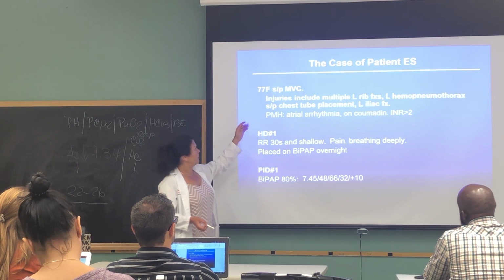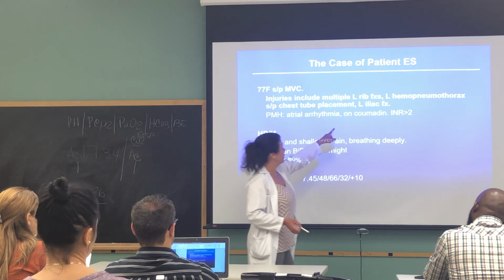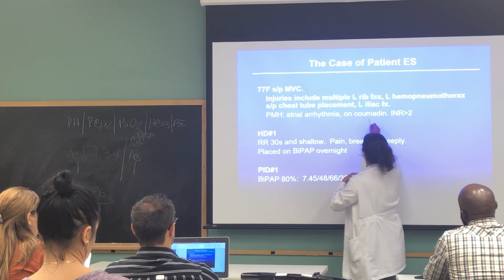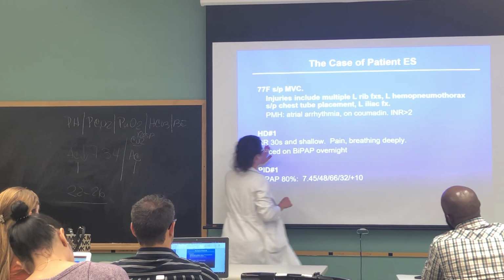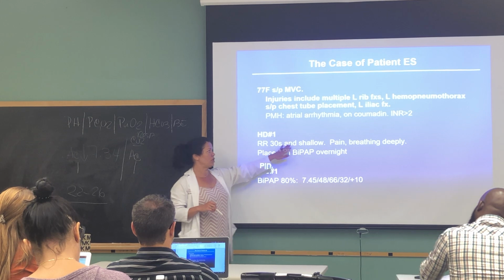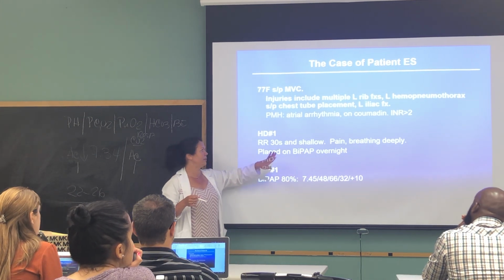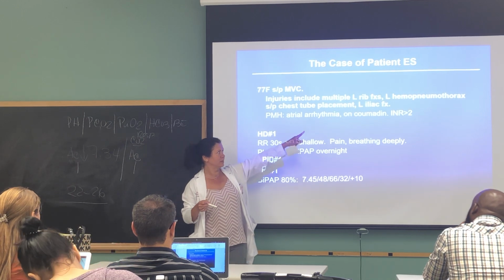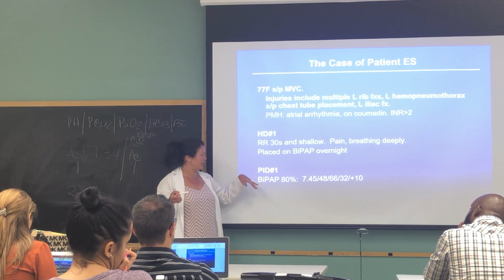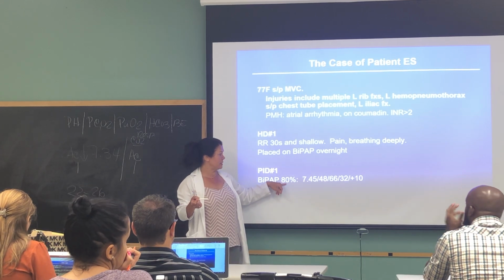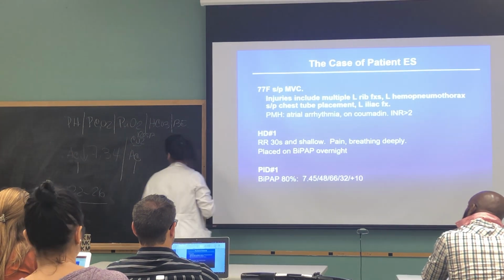Okay? They place a chest tube. Patient had a fracture. And the reason why the patient had a hemopneumothorax, most likely due to Coumadin, even though the INR was therapeutic. The patient comes in with respiratory distress at 30, shallow breathing. Okay, patient was breathing deeply. Patient was placed on BiPAP with those settings. With that history. Patient was at 80% on BiPAP, and let's look at the ABG.